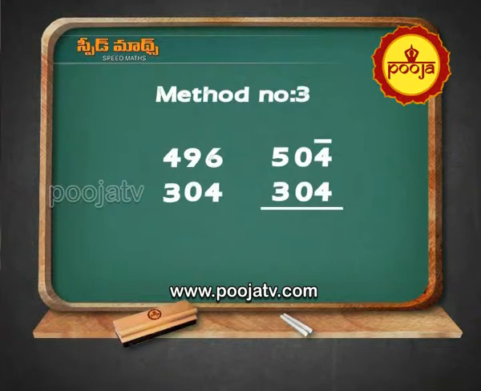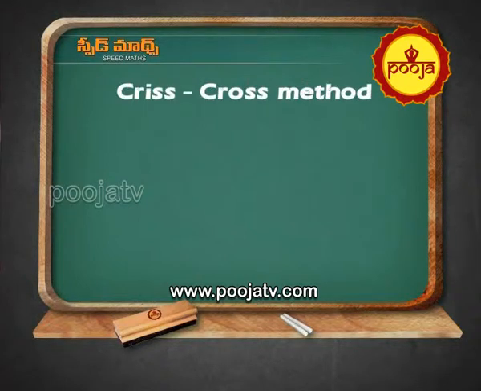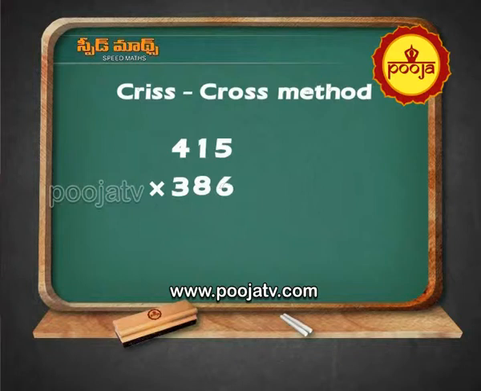the fourth method is crisscross, okay. 415 into 386, so you have to multiply individually. First you have to multiply these two, next cross multiplication of these two, next cross multiplication of all the 3, next cross multiplication of the last 2, 41 and 38, finally 4 into 3.